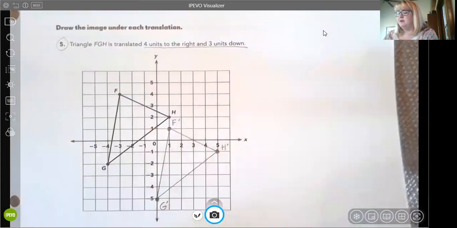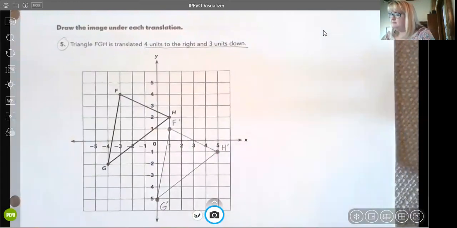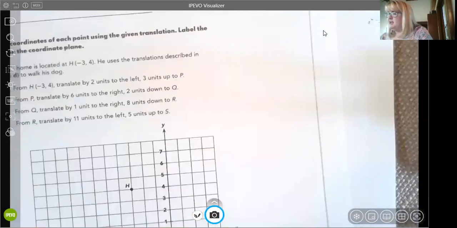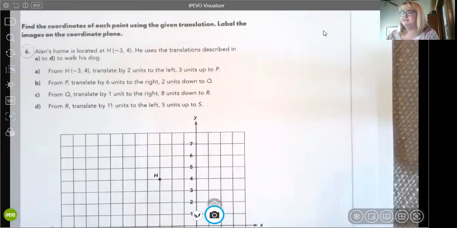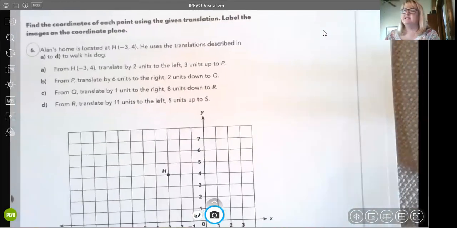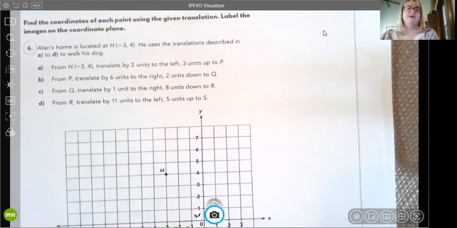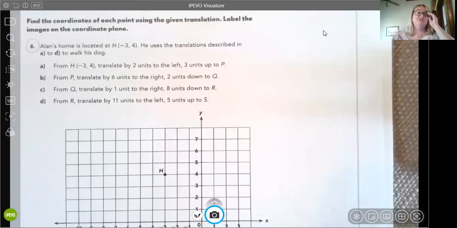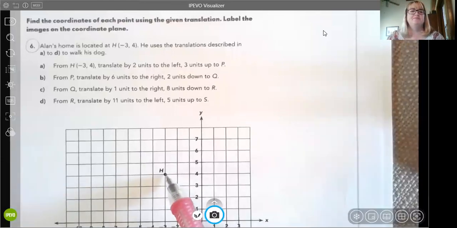All right, the next one I want you to look at is on the next page, page 25, number 6. This is a little different, but it's the same type of thing. Find the coordinates of each point using the given translation. Label the images on the coordinate plane. Alan's home is located at H, -3, 4. He uses the translations described in A to D to walk his dog. So we are going to map his route.